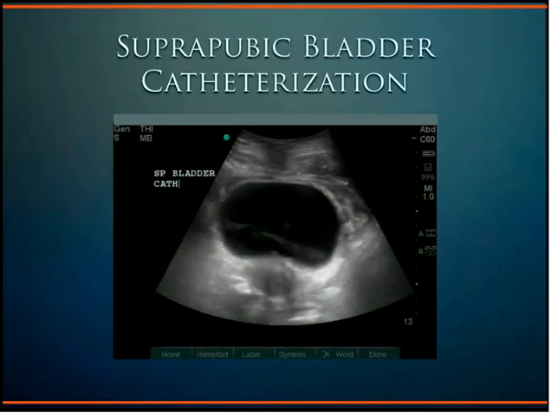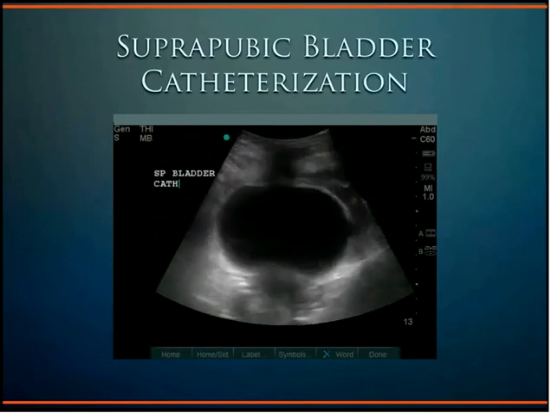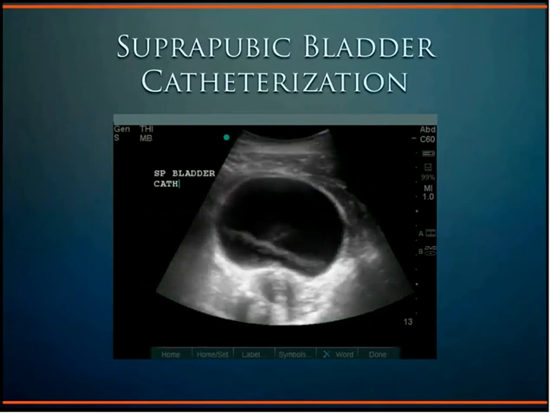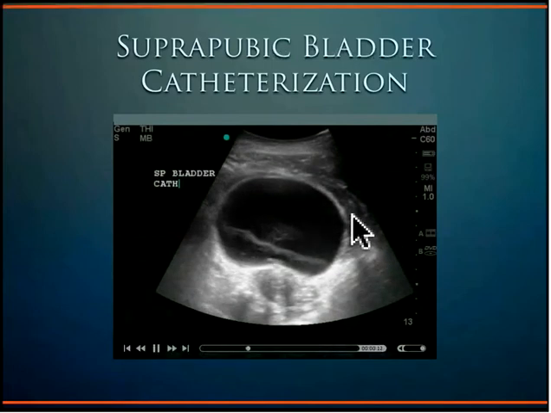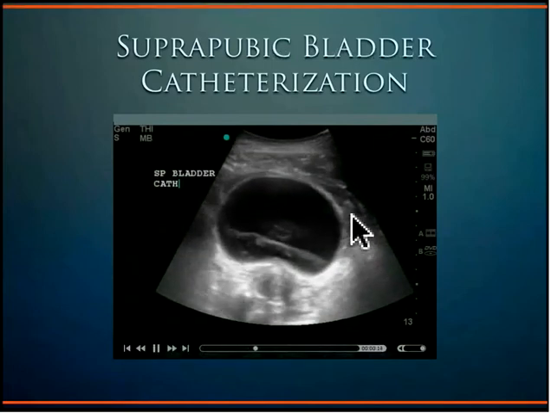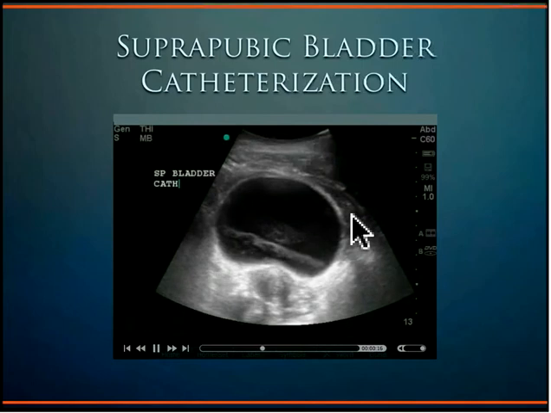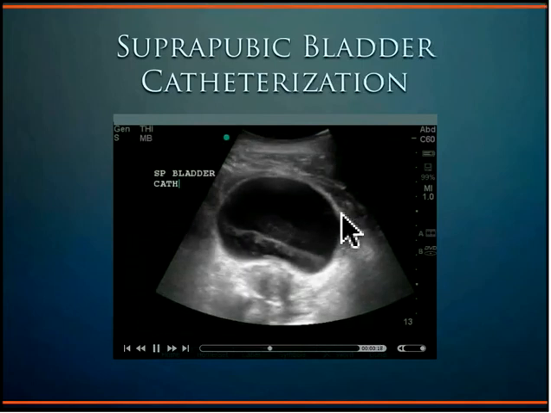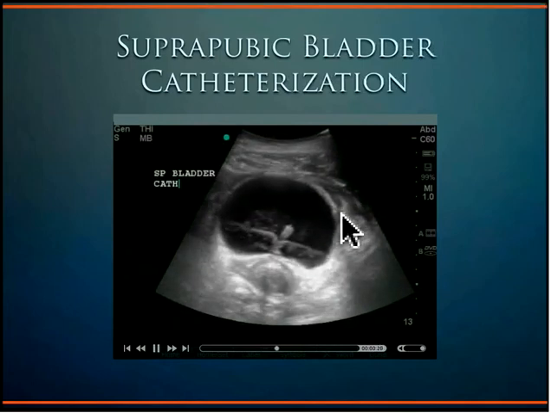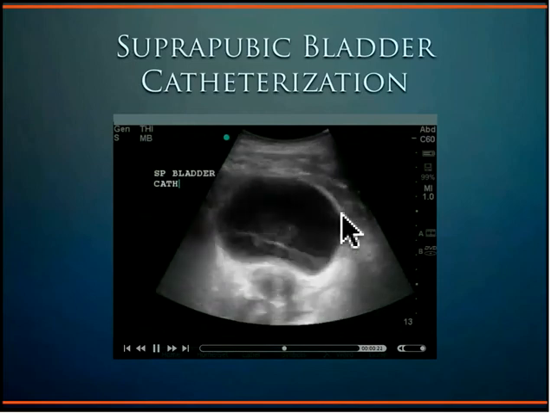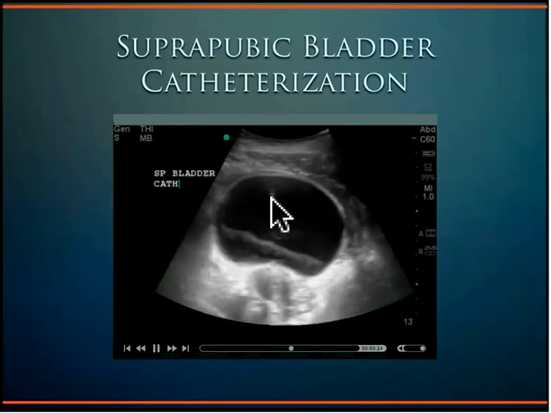Notice that the needle tip is not seen in the bladder until it is already punctured through the wall and is in the lumen. We don't see the needle tip just yet. We're advancing the needle, and eventually, once the needle tip reaches the lumen of the bladder, then we should see it. We can see the needle tip now.